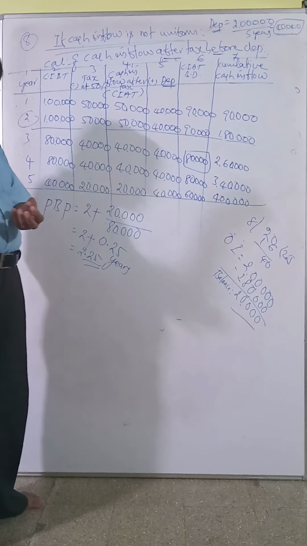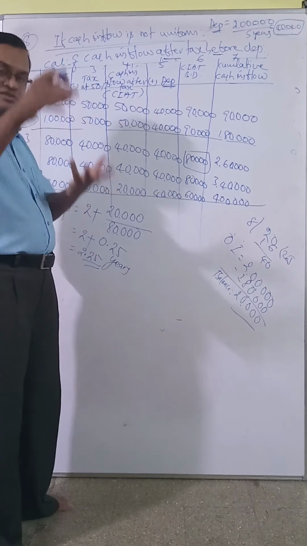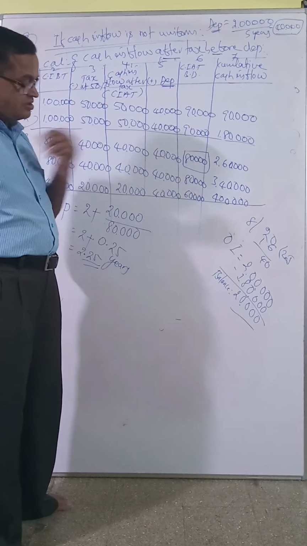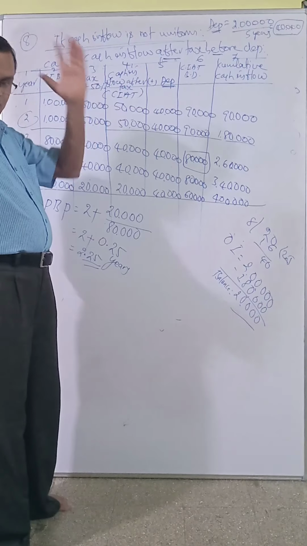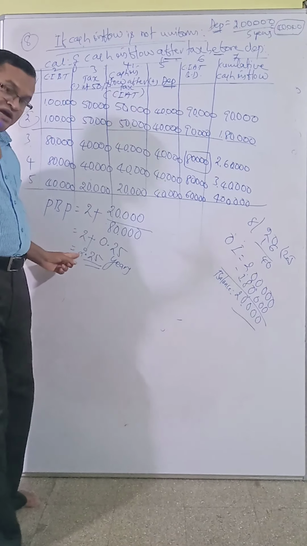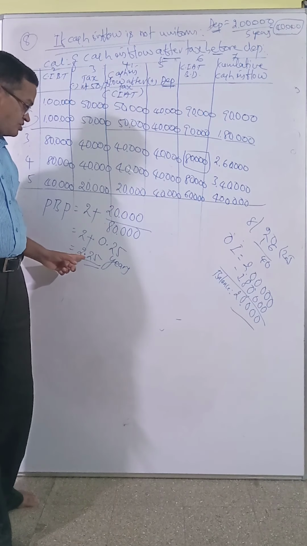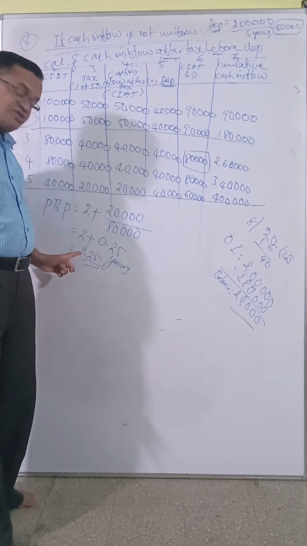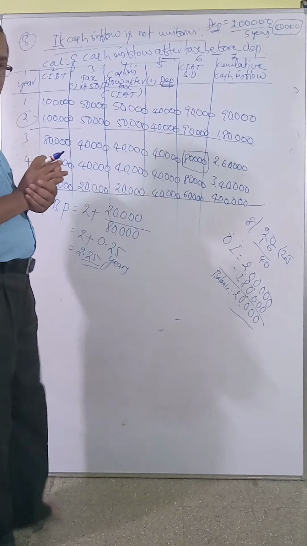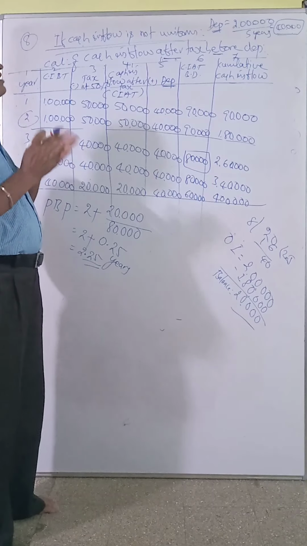It means suppose you are investing money, the owner is investing a sum of 2 lakh rupees in a particular business or project. When will you get back your initial investment? 2.25 years means 2 years 25 days. So this is a very important calculation.